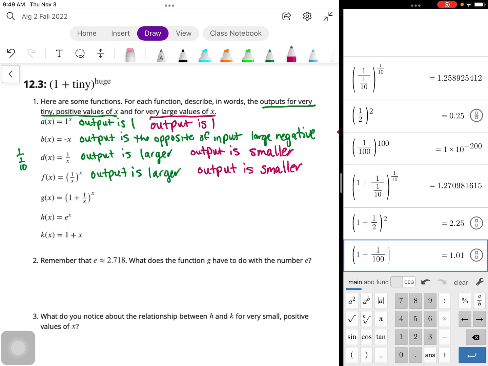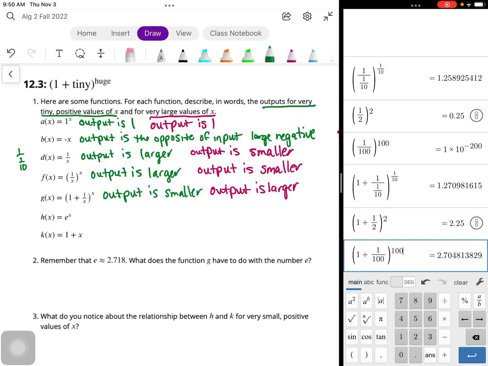We're going to raise that to the power of 100, and that got bigger, right? So for this one, your output is actually smaller for the small values of x when we're looking at positive values, and then your output gets bigger or larger. I just wrote large, and that's supposed to say small. Sorry about that. All right.